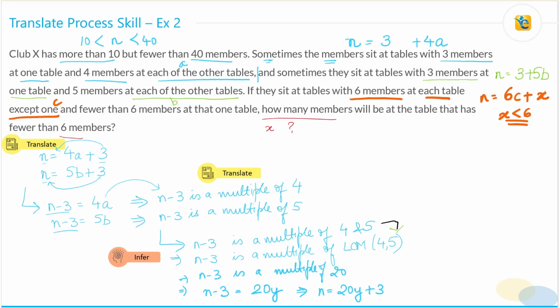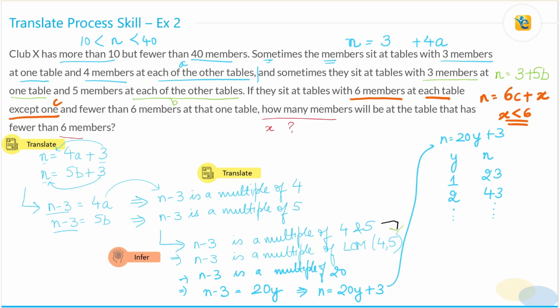So essentially, what am I saying over here? I can actually come up with possible values of n now. I'm going to write this over here. n is equal to 20y plus 3, which means if y is equal to 1, then n is equal to 23. If y is equal to 2, then n is equal to 43, and so on and so forth.